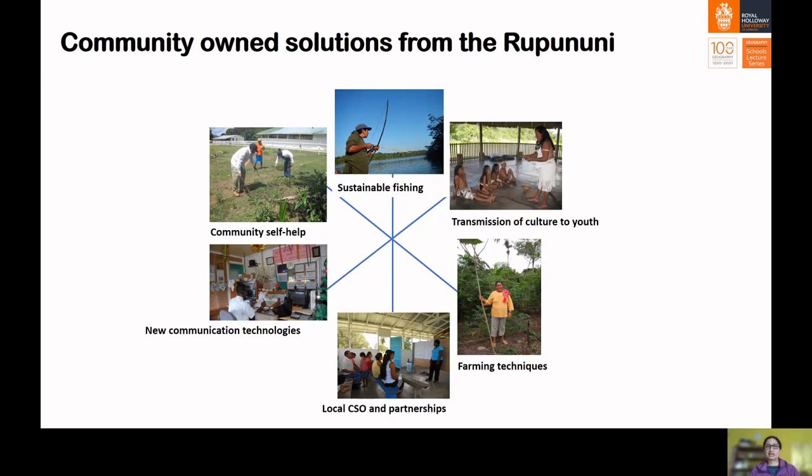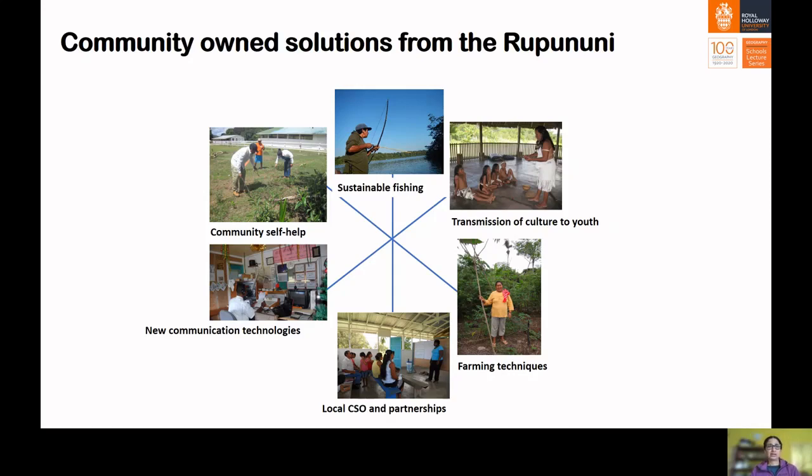Another important aspect to think about in terms of their solutions for maintaining the landscape is community self-help. They still do a lot of work together as a community. That could be building roads, clearing their farms, or cleaning the village, for example. So there's this sense of solidarity between them, which is really important in terms of the idea that there's solidarity with the ecosystem, but also solidarity between communities and cultures as well.